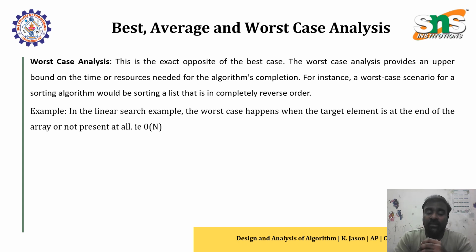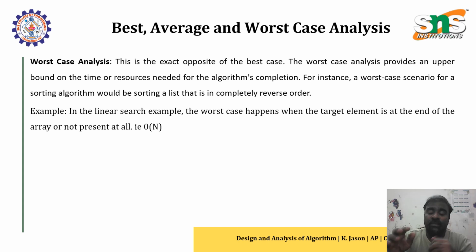Example. In a linear search, the worst case happens when the target element is at the end of the array. Note that if the element is at the end of the array or not present at all, that is the worst case. So there are n elements. If the element is found in the last position, that is called the worst case. If the element is not present in the given array, this is also called the worst case. So here you have to denote the time complexity as big O of n, because the element is found in the last place only. So you have to mention it as big O of n.